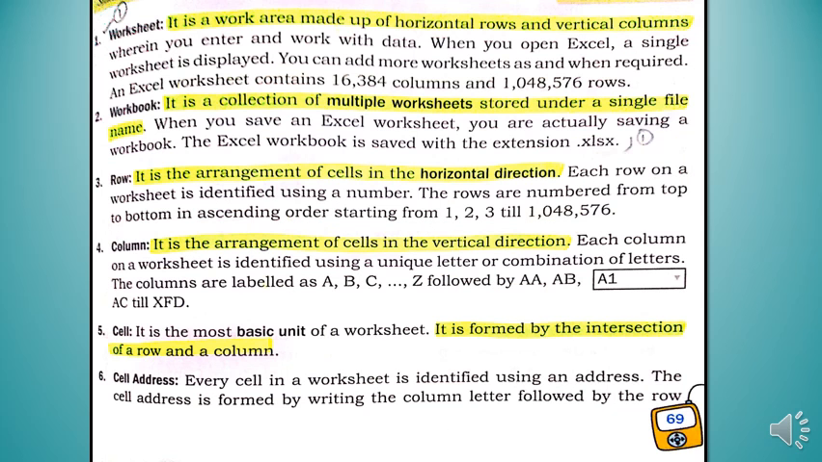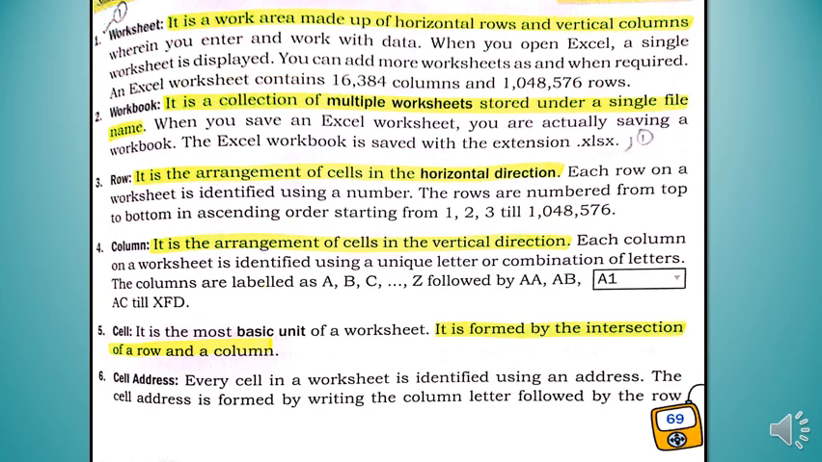Okay, now open page number 69. Here we will discuss some components of MS Excel window. First one is worksheet. It is a work area made up of horizontal rows and vertical columns. Worksheet is basically in table form. Workbook. It is a collection of multiple worksheets stored under a single file name. Your complete file is known as workbook.